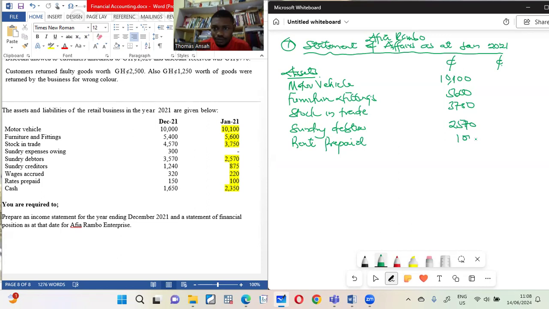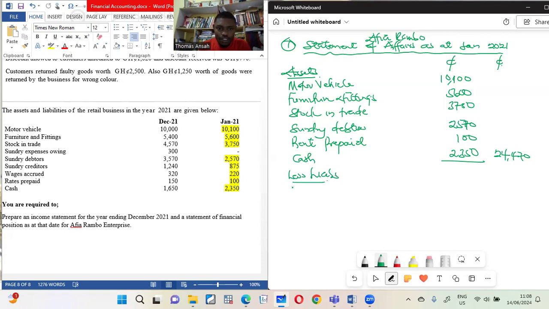100. Then we have cash. So cash is 2,350. So what I need to do is to add all these things up. So when I add these ones up, what I'm getting is 24,470. So 24,470. All right, then we less all our liabilities.